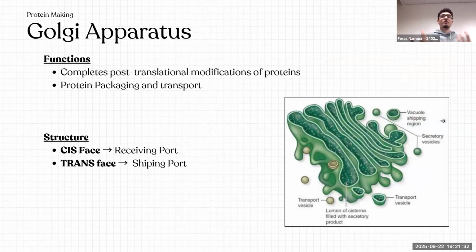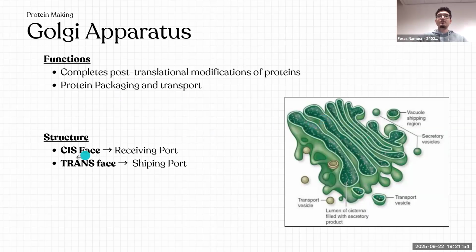Then, to finish our protein making journey, we have the Golgi apparatus, a different kind of organelle, which is also membranous. Now, the function of the Golgi apparatus is to modify proteins and package them. Again, you're going to talk about this in great detail in your mole lectures. So here you just need to know the function, basically.